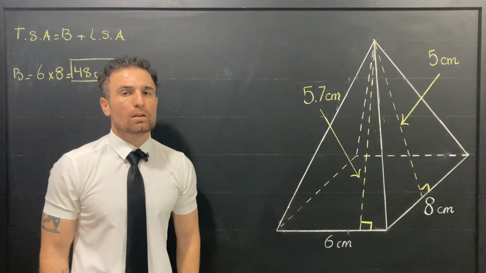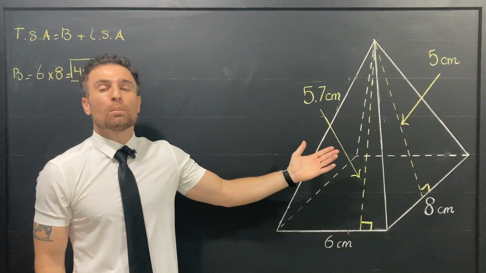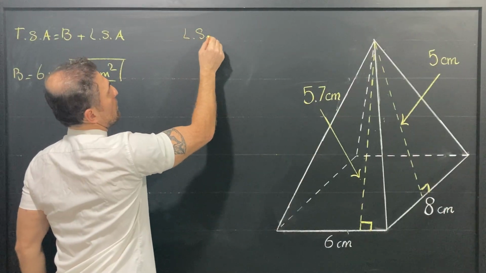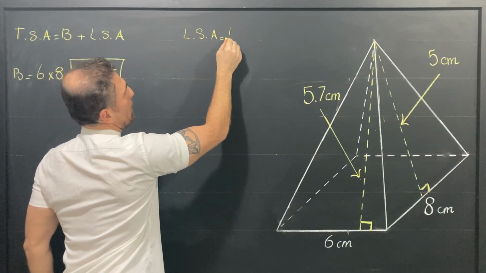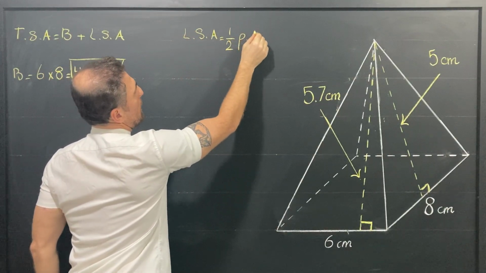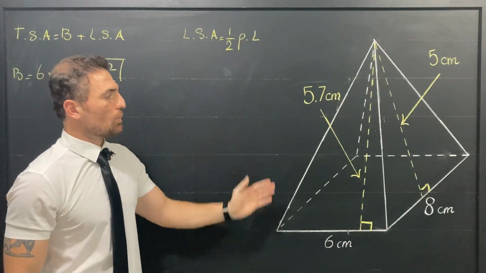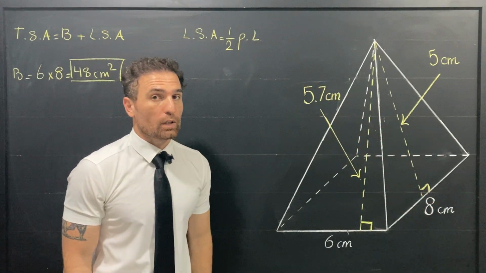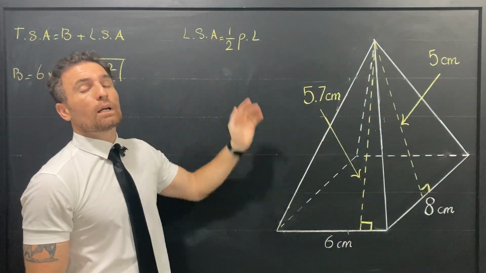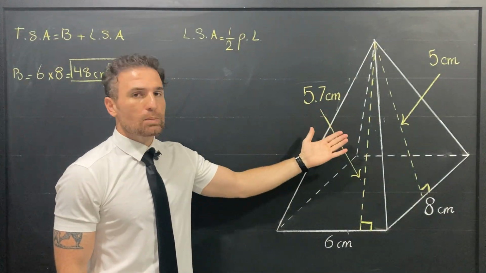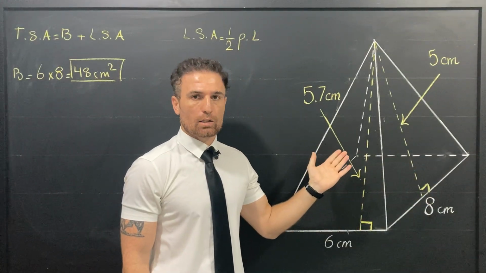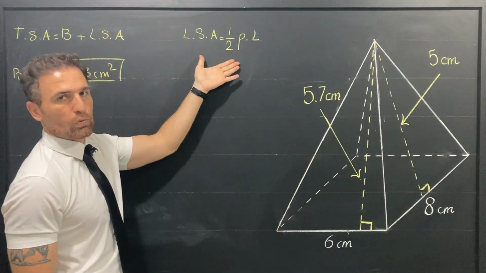Now we are going to find out the lateral surface area. To find out the lateral surface area of a regular pyramid, we can use this formula: 1/2 PL, where P is the perimeter of the base and L is a slant side. But do not forget, we use this formula for a regular pyramid. But in this pyramid, the base is a rectangle. So this pyramid is not a regular pyramid, and we cannot use this formula.